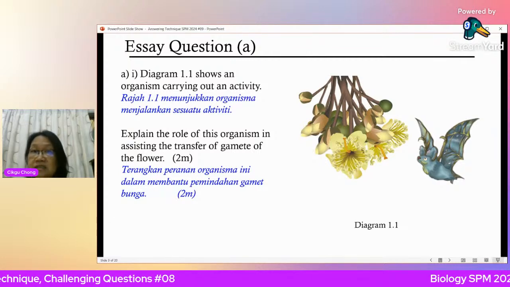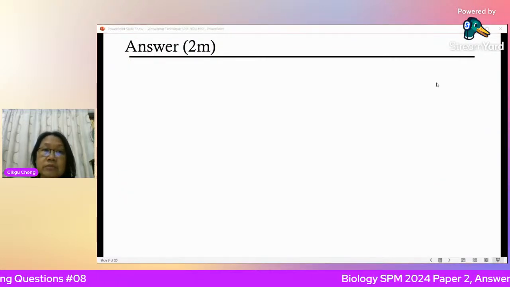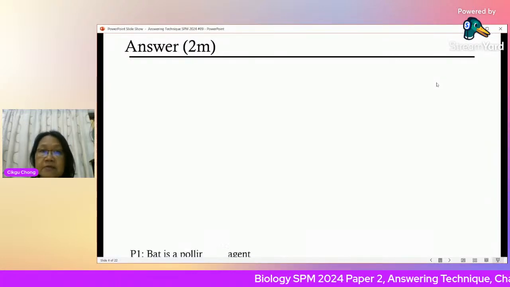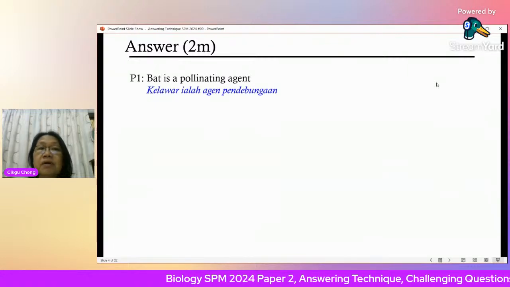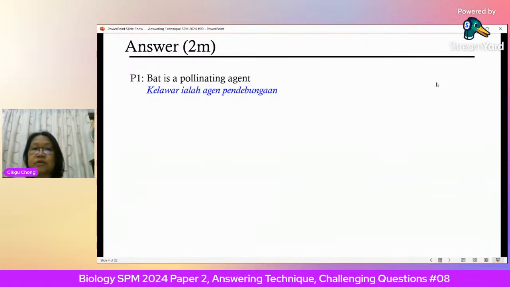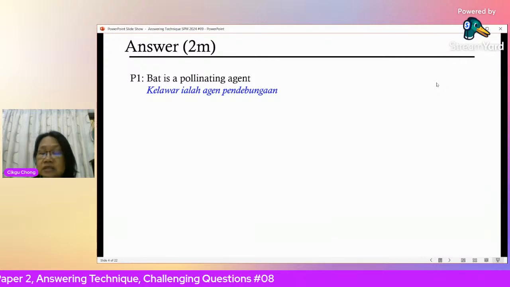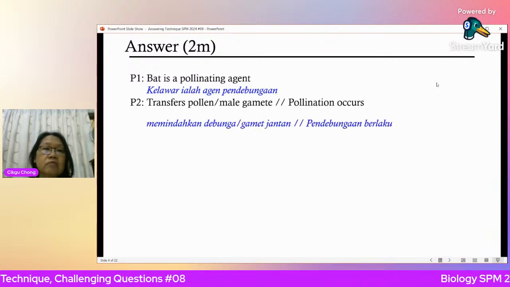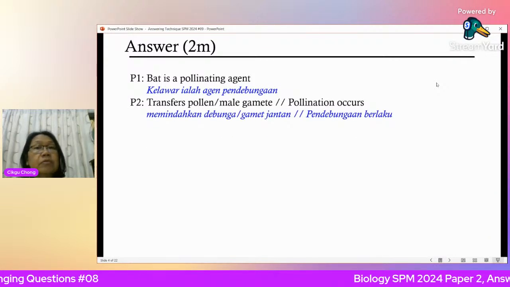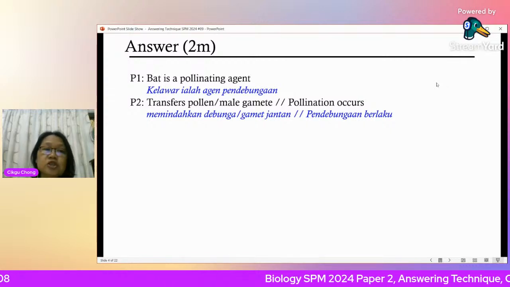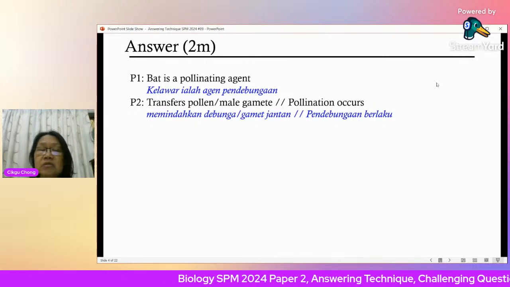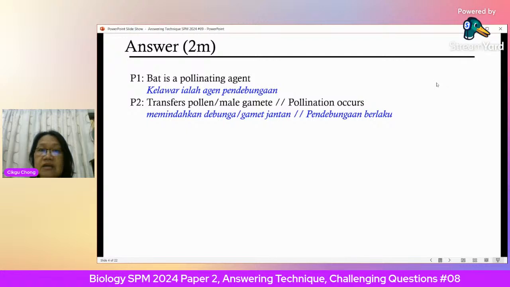So let's look at the answer scheme. 2 marks for this question, first part. That is a pollinating agent. You can recognize that this is an animal, a bat actually. So the bat is a pollinating agent. And what you're looking at is the process of pollination, which means transfer of pollen, or the male gamete.